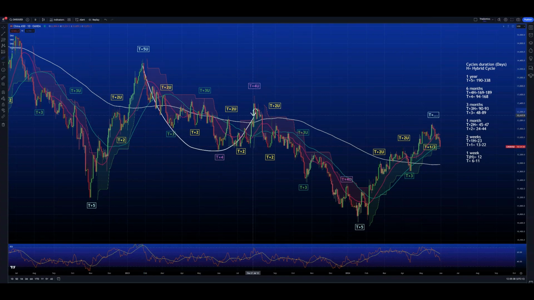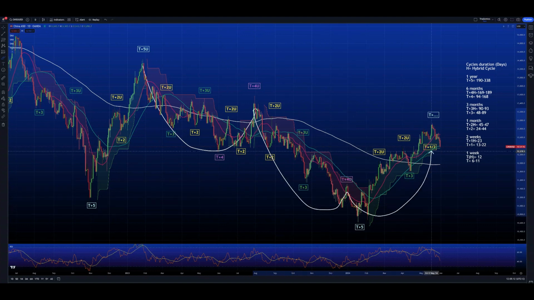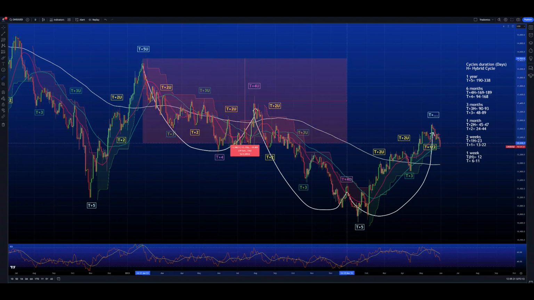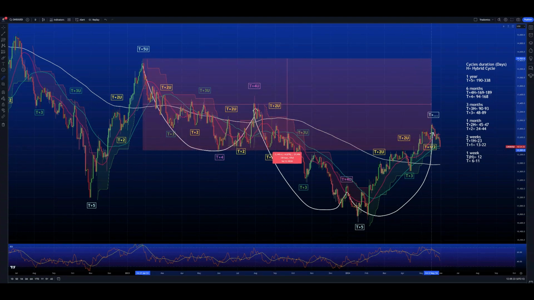Then subsequently we have had a new T plus 4 cycle and a third T plus 4 cycle. In this case it has been positive. Now if we gauge the total duration of this yearly T plus 5 cycle, we end up with a total duration of 338 days. 338 days is the maximum duration of a T plus 5.